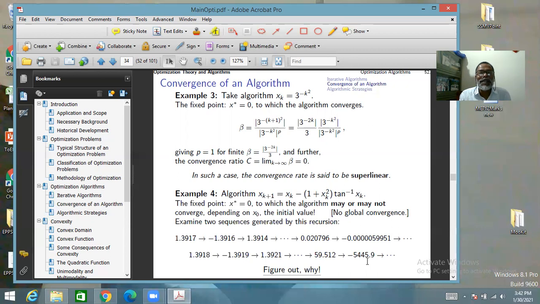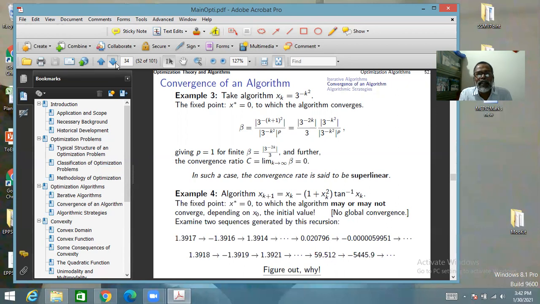Okay, so I leave it as an exercise for you to figure out why this happens and why it happens around this. Okay, with so little difference. So there is a bifurcation there. Okay, so find out why it is taking place and why it is taking place there.